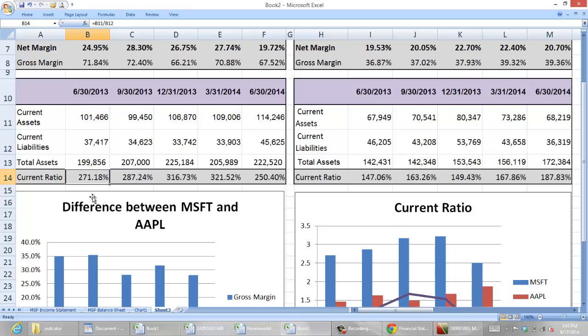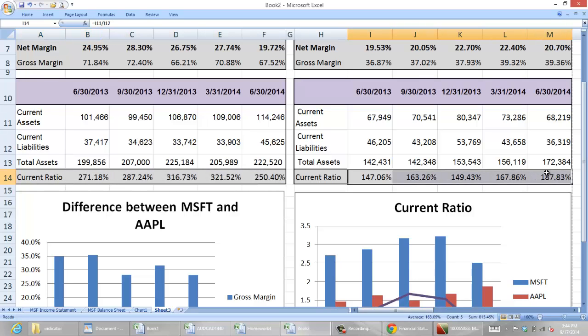It means that for $1 of short-term liability, Microsoft has $2.71 in current assets, which is the most liquid asset. It means that Microsoft has well enough liquid assets to pay for the short-term liability. So the liquidity condition of Microsoft based on the current ratio is really good.